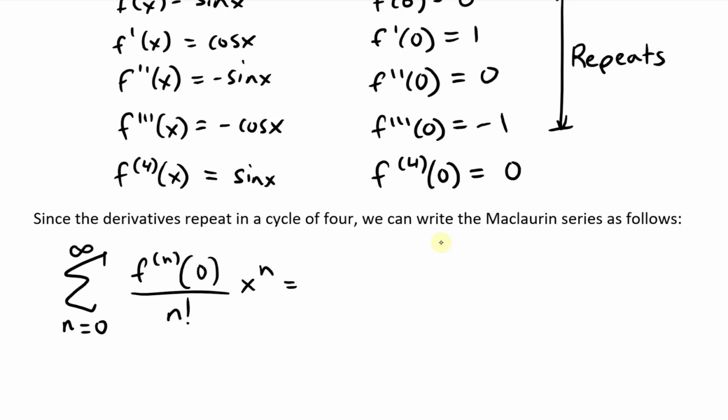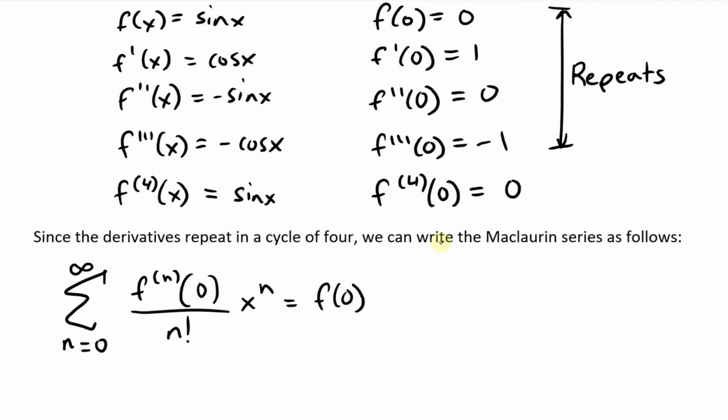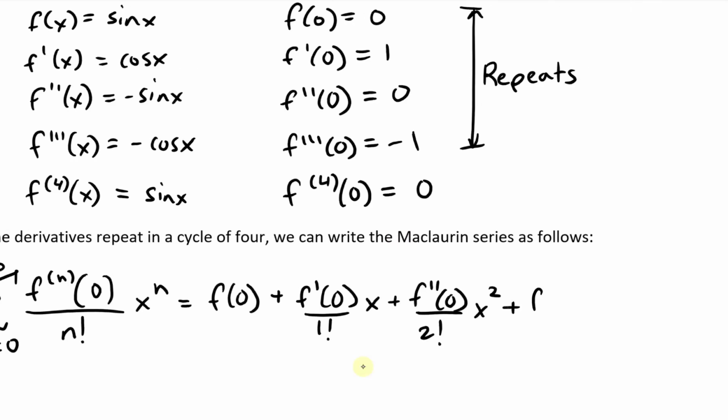And now this equals, so the first one at n equals 0 is just going to be the function f of x at 0, and x to the power of 0 and 0 factorial are both defined as equaling 1. So that's going to be the first term. The next term is going to be f prime of 0 divided by 1 factorial, x to the power of 1. And then the next one is going to be f double prime of 0 over 2 factorial, x to the 2, and the next one's going to be plus f triple prime of 0 over 3 factorial, x to the 3, and then plus dot dot dot.